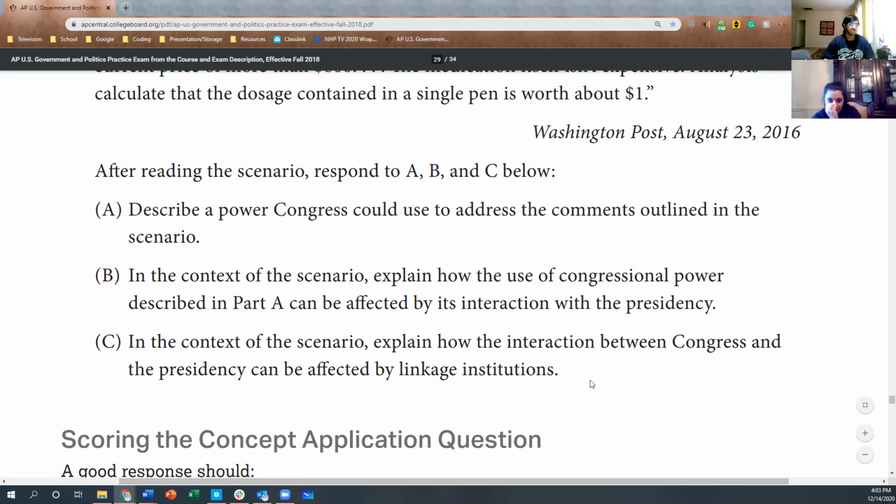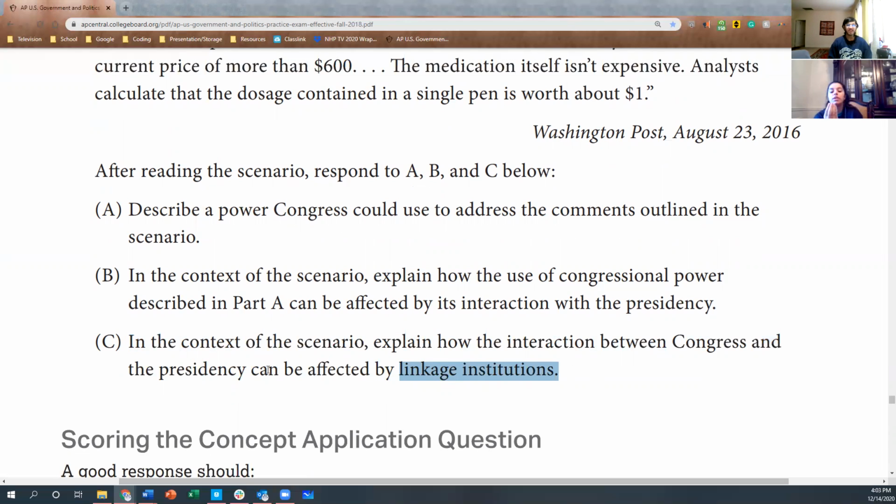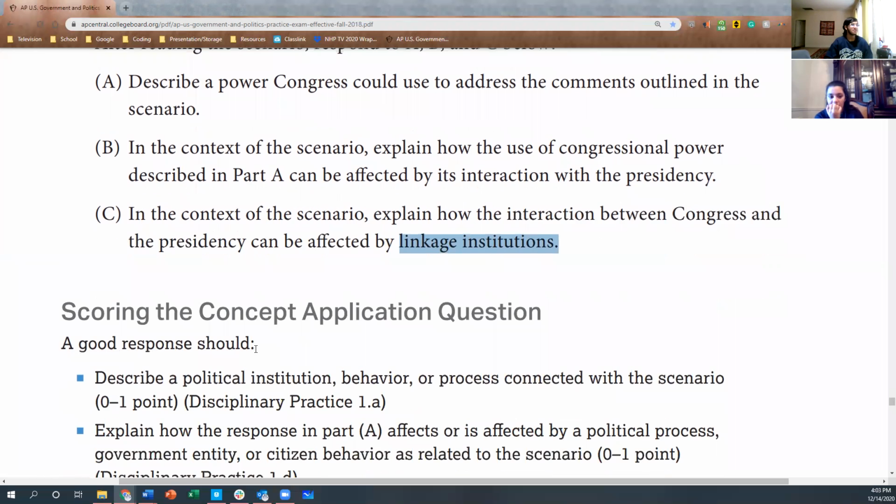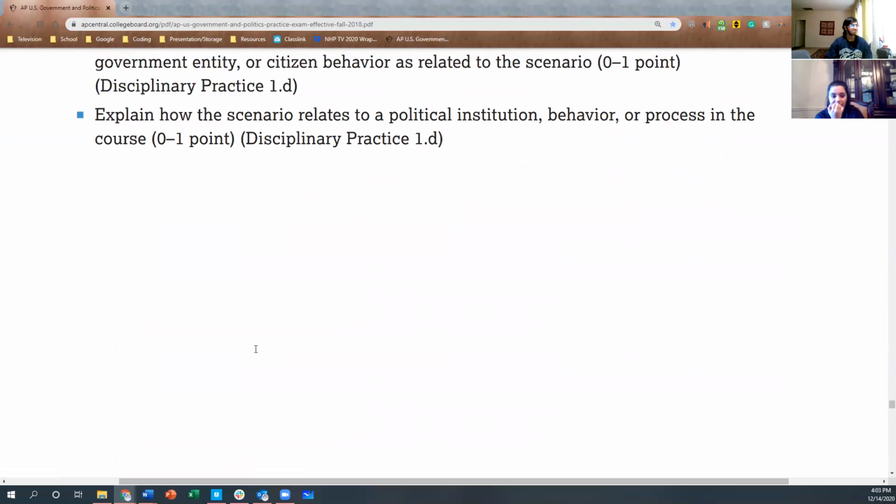Linkage institutions. So this is like the media and interest groups and that kind of thing, right? Yeah. So they can shape public opinion, right? Yeah, that's what I was about to say. And it can influence how people think. Yeah. Okay. I think that's simple enough. I don't think we need to do more.